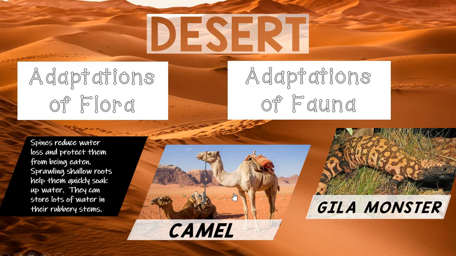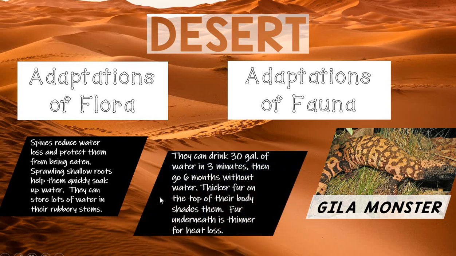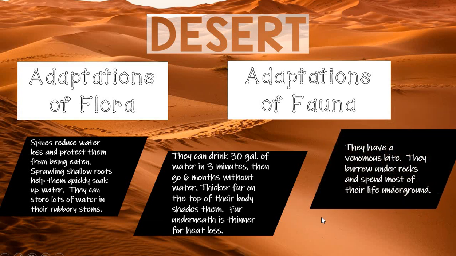Of course, you're familiar with a camel. Camels are probably best known for being able to hold a whole lot of water. They can drink 30 gallons of water in 3 minutes, and then they can go 6 months or more without water. Camels also have a thicker fur on the top part of their body, which provides shade for the skin underneath. And then underneath the camel, all of that hair is very thin to help it be able to give off heat more easily.